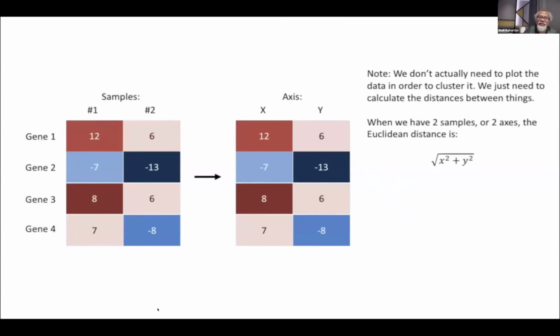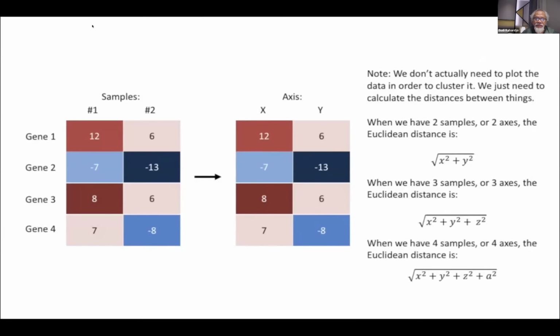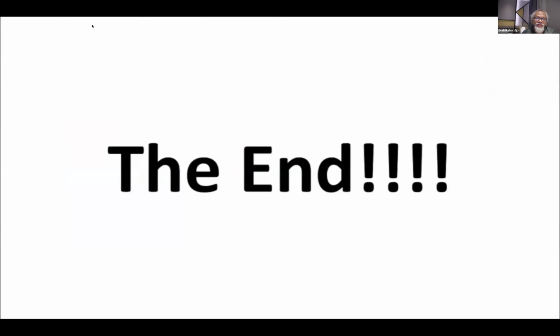When we have 2 samples, or 2 axes, the Euclidean distance is the square root of x squared plus y squared. When we have 3 samples, or 3 axes, the Euclidean distance is the square root of x squared plus y squared plus z squared. And when we have 4 samples, or 4 axes, the Euclidean distance is the square root of x squared plus y squared plus z squared plus a squared, etc., etc., etc.